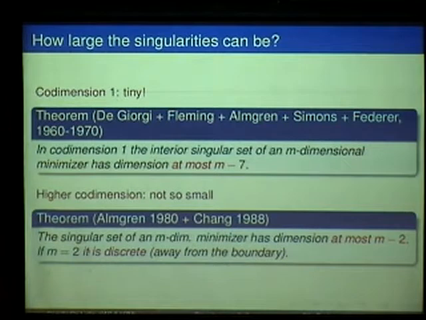There is a refinement of this theorem, due to Chang in 1988, which tells you that if you are in the two-dimensional setting, the interior singularities are actually discrete, so they are isolated. Note, they are not finitely many, because the theorem of Chang does not exclude that the singularities might accumulate towards the boundary. But as long as you stay in the interior, singularities are isolated.